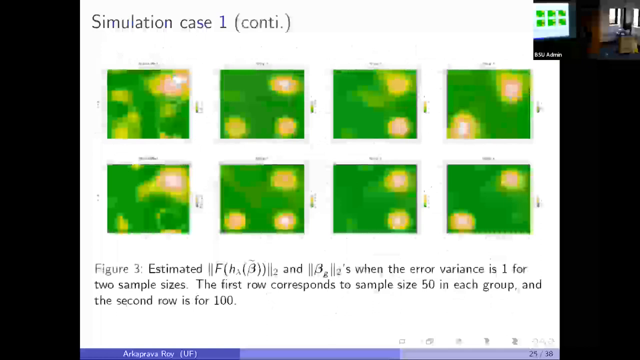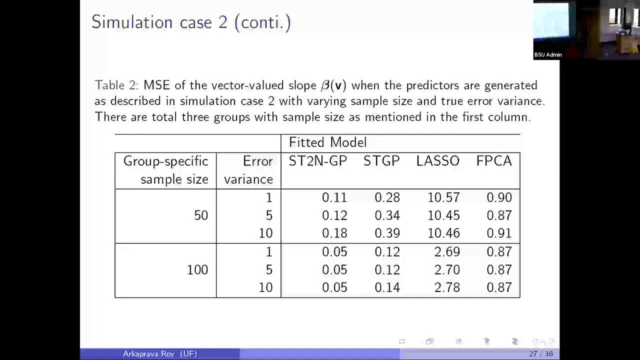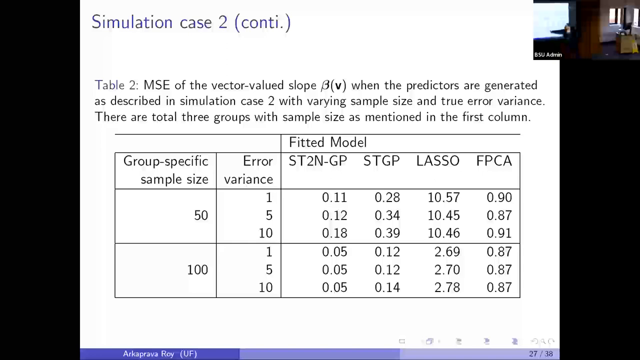For the second simulation, I generated the predictor processes from an underlying Gaussian process, and then multiplied it with a marginal variance matrix to bring in dependence among those processes. I generate three Gaussian processes and multiply by this matrix to add the dependence, so the predictors are essentially a multivariate Gaussian process. In that case also, our model performs much better. These values are the estimation MSE: you have beta zero and beta hat, and I compute the norm of the separation between beta zero and beta hat.